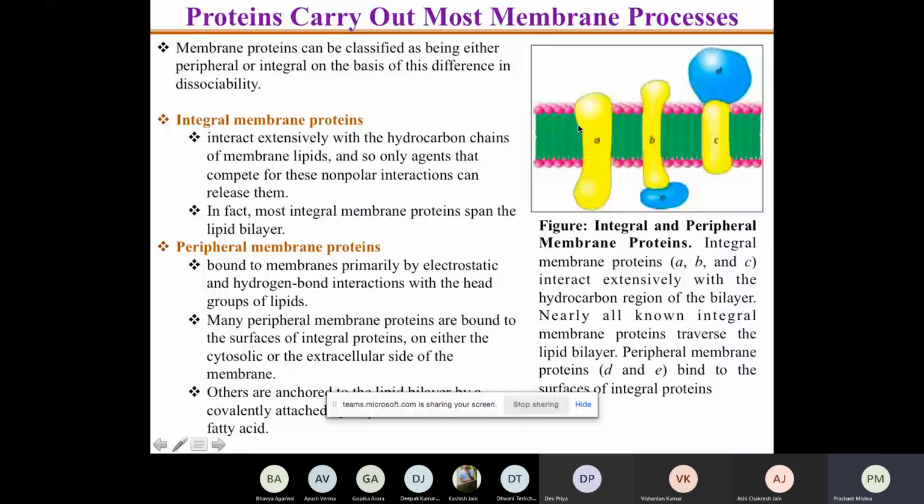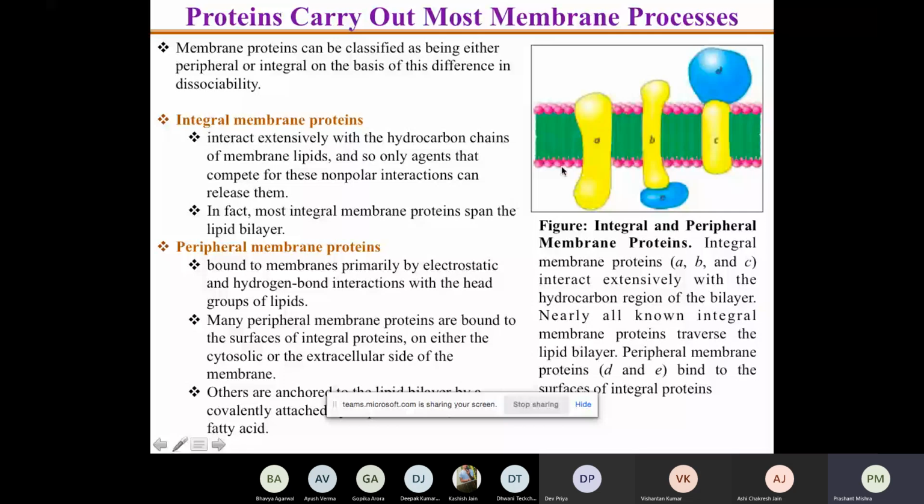So suppose I have some reagent which can interact with a non-polar environment. Which reagent over here? Mostly the organic solvent. They can dissolve the lipid, and these integral proteins can be liberated. In fact, most of the integral proteins span the lipid bilayer. So they are present spanning the lipid bilayer, across the membrane.